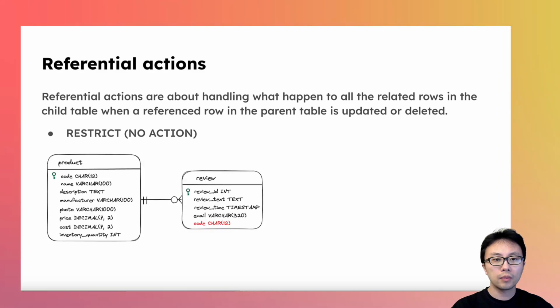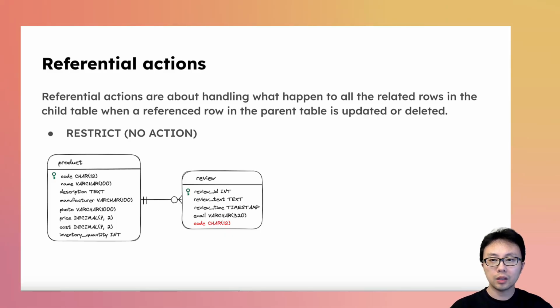For example, the database will throw an error if you try to delete a product row that is referenced in the review table. Restrict is the most conservative approach that helps prevent accidental data loss.